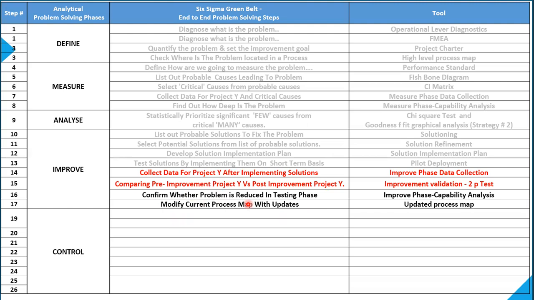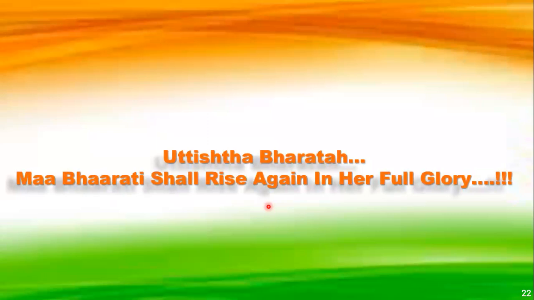And once that is done, if you remember in define phase, we have located where the particular problem is, right? So now we are going to modify our process map with improved solutions so that in future the team can use this updated process map with the solutions on it. Both of these steps we're going to look into in the very next video. On that note, I guess we are done with this video today.